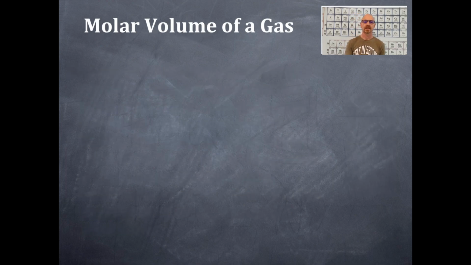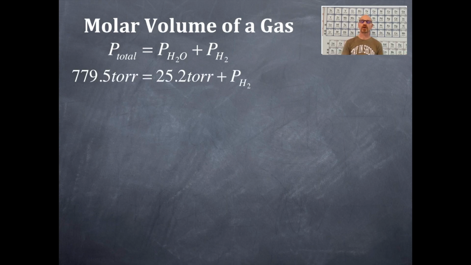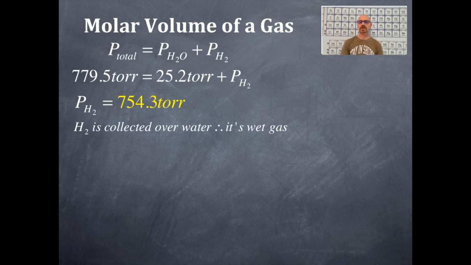So here we go. The total pressure is equal to the partial pressure of water plus the partial pressure of the hydrogen. We know the total pressure, that was measured, and we know the partial pressure of the water, and that was a tabled value. Those 2 values are in the problem. We're going to solve for the partial pressure of hydrogen, so it's a simple subtraction problem. You notice that both of these numbers have 1 decimal place, so my subtraction will end up having 1 decimal place as well. So my partial pressure of hydrogen gas is 754.3 torr. This hydrogen gas is collected over water, so we call this wet gas.